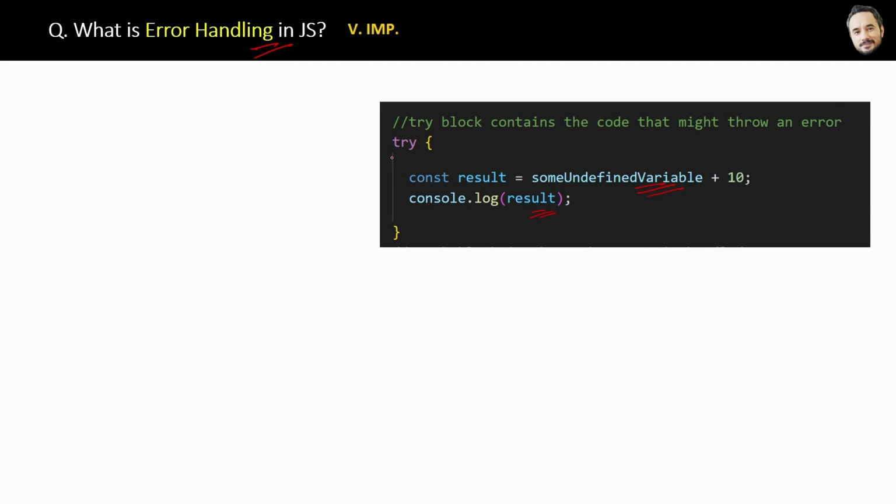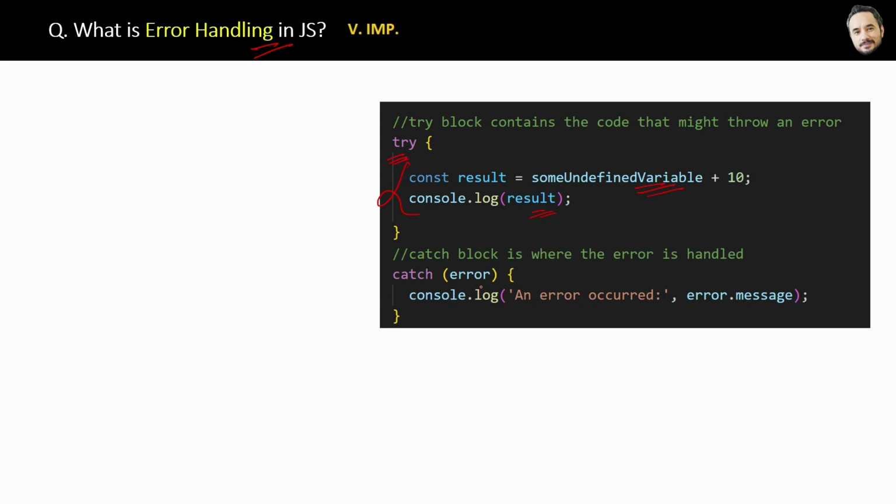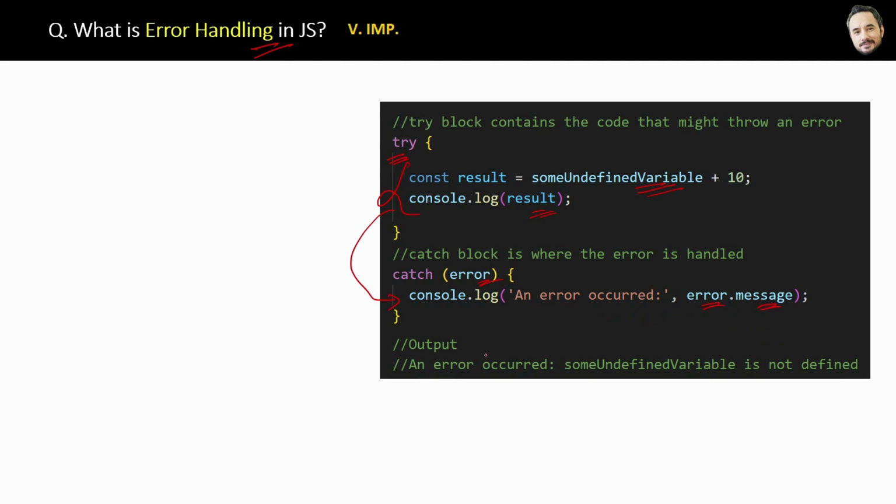First, we use the try block. If any error occurs inside this try block, then that error will be caught or passed in the catch block. And here you can log or handle the error. In this case, the output will be something like this.